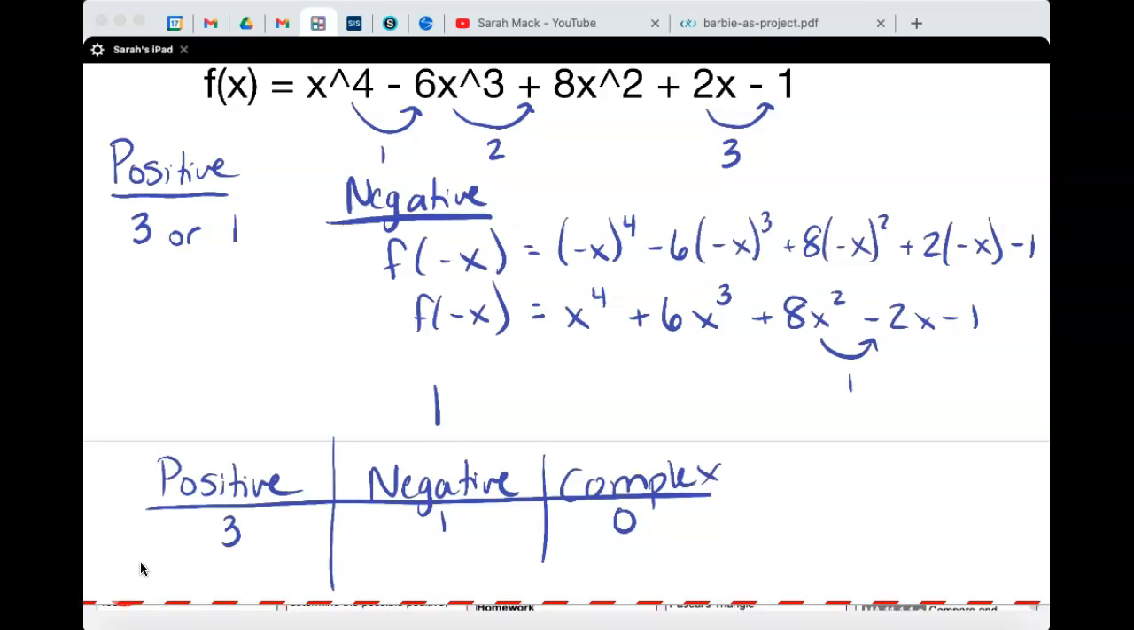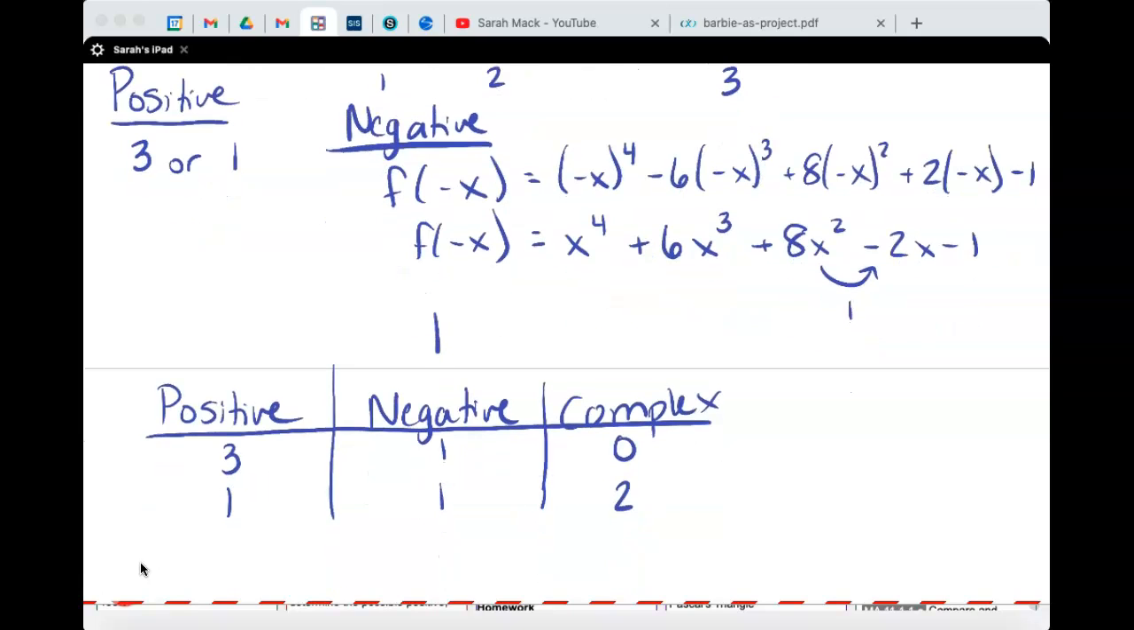But I have another option. I could have 1 positive. I will always have 1 negative no matter what. So now I have 2 complex or imaginary solutions, so that way my whole row adds up to 4. So there's my table. Not too shabby.